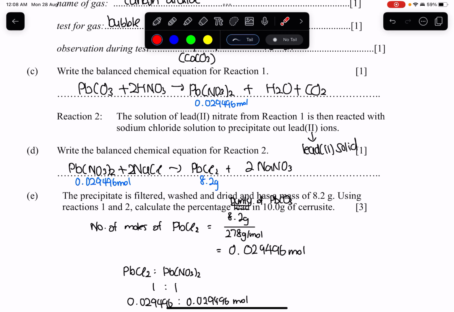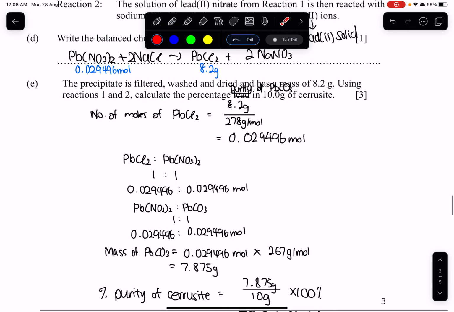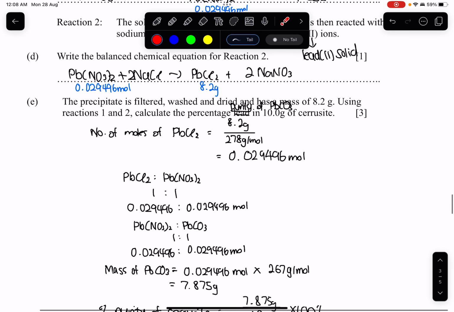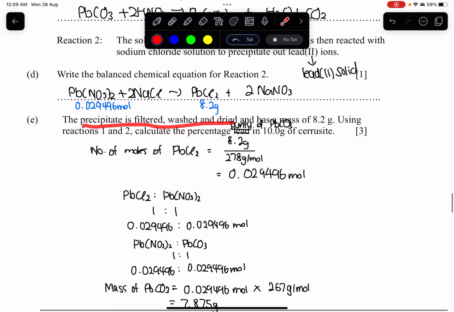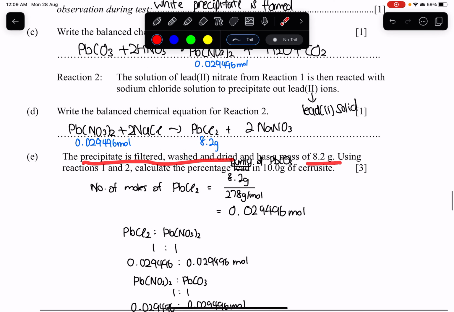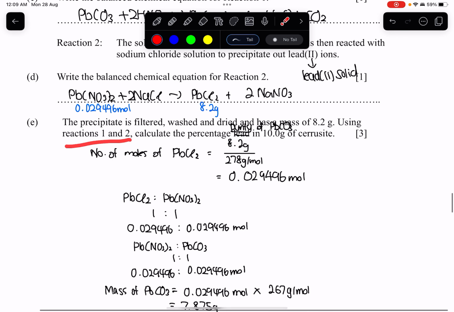do not write them if they are not required. Okay, for part E, they said the precipitate is filtered, washed, and dried, and has a mass of 8.2 grams. This precipitate is your lead(II) chloride because it is insoluble in water. Using reactions 1 and 2, calculate the percentage lead in 10 grams of cerussite. There is an error with the question. It's supposed to be the percentage purity of PbCO3 in 10 grams of cerussite.